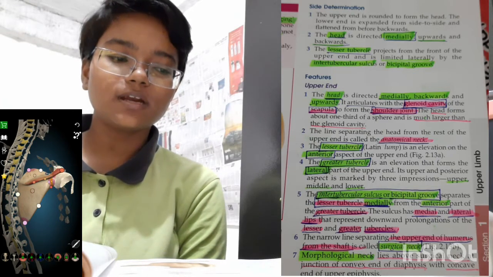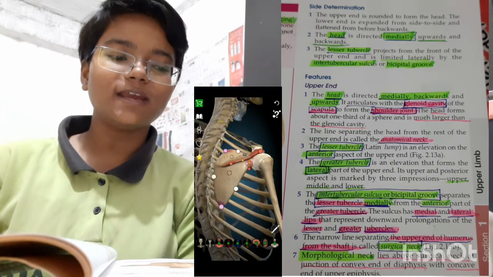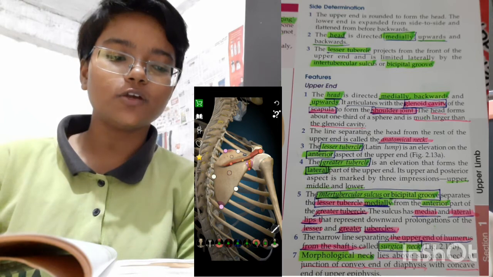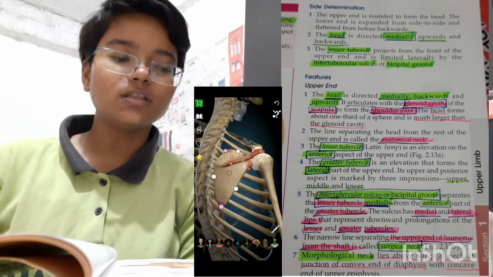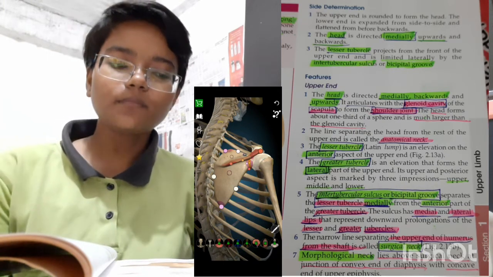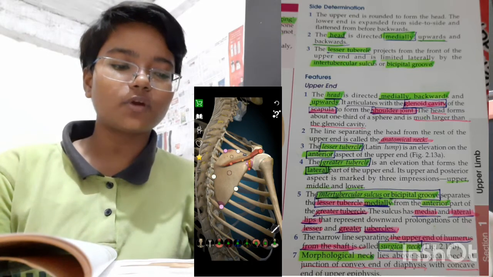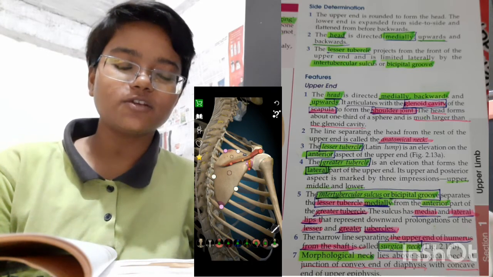The head is directed medially, backwards and upwards. It articulates with the glenoid cavity of the scapula to form the shoulder joint. The head forms about 1/3 of a sphere and is much larger than the glenoid cavity. The line separating the head from the rest of the upper end is called the anatomical neck.